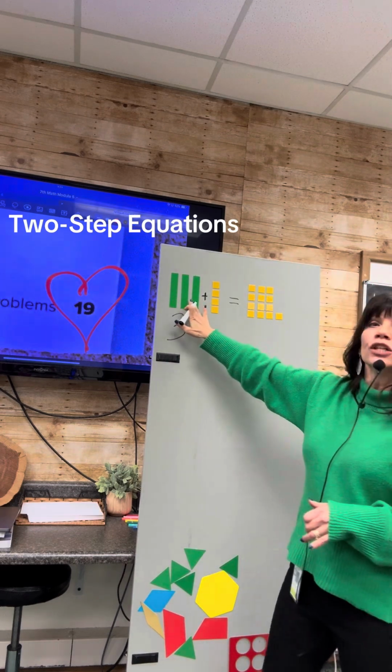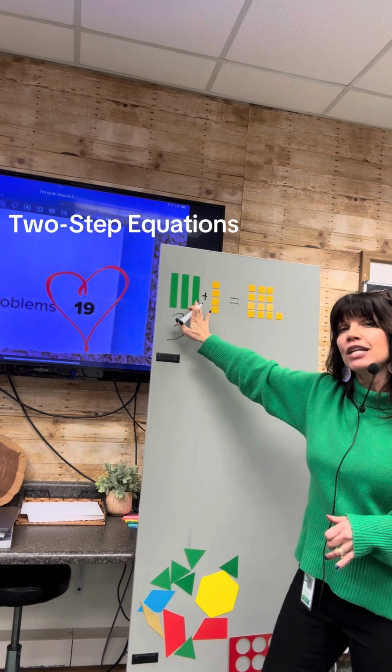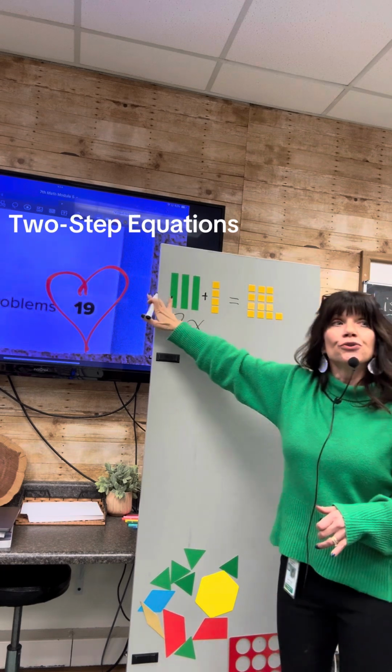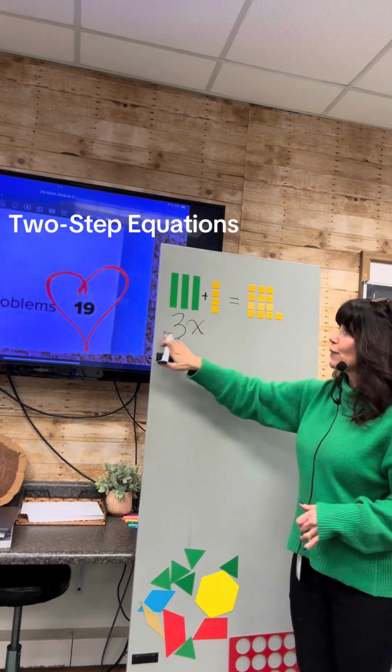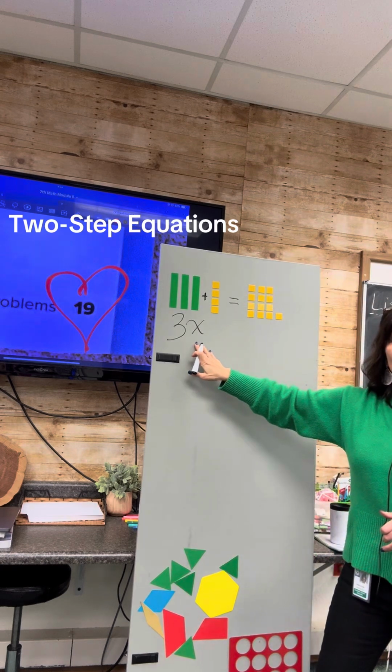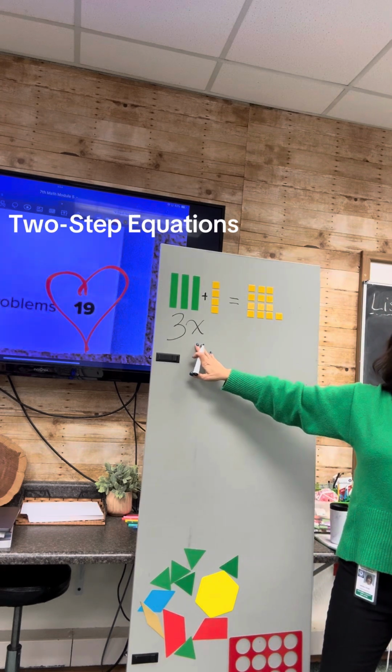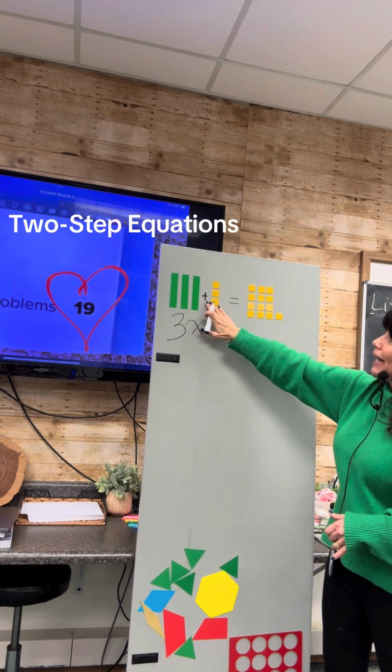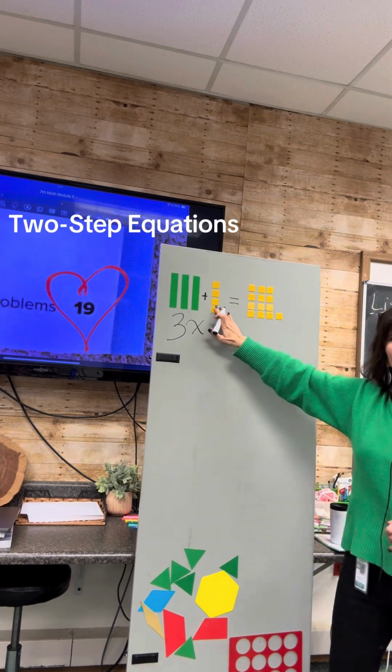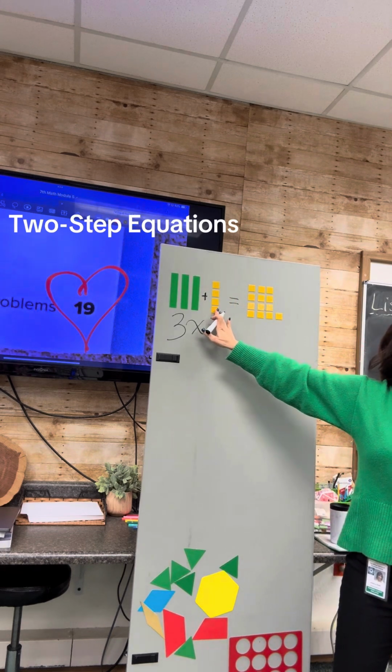These are strips that represent an unknown amount. I used 3 of them. 3 items of an unknown amount. Therefore, 3X. Now I have a plus sign, and the yellow side of these tiny little squares represents positive ones.